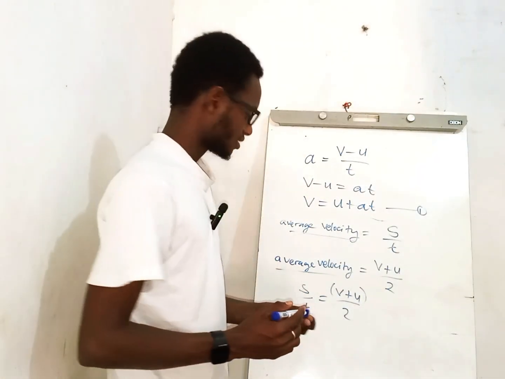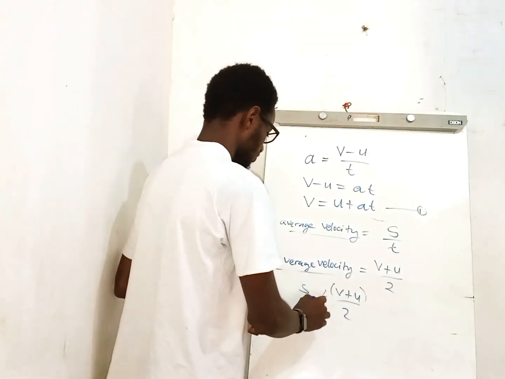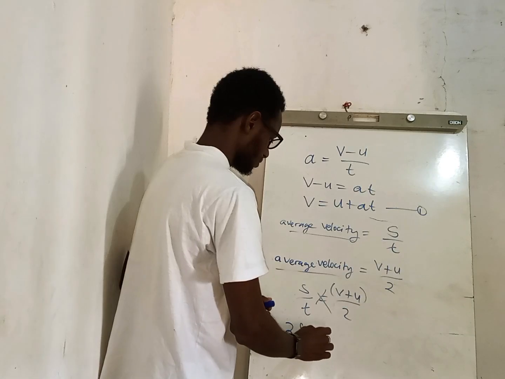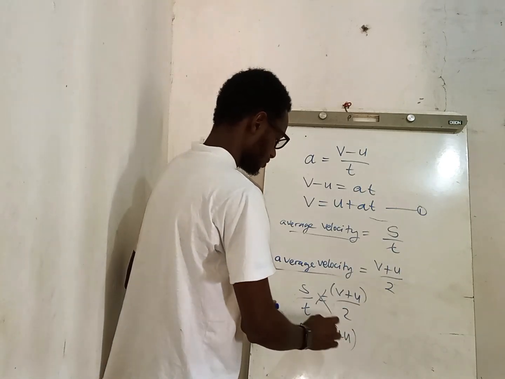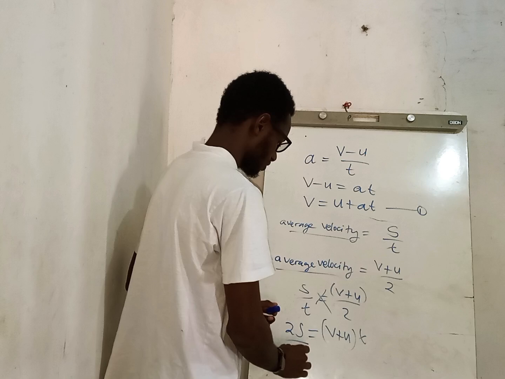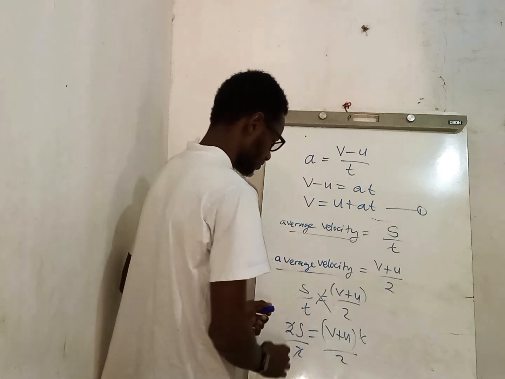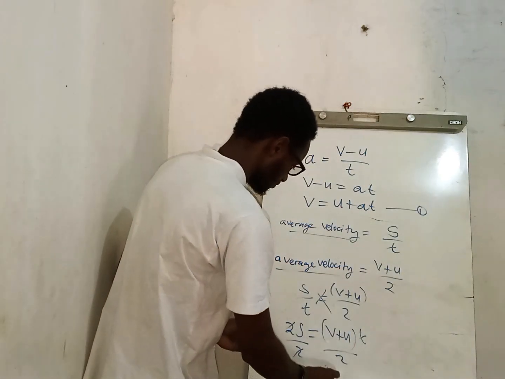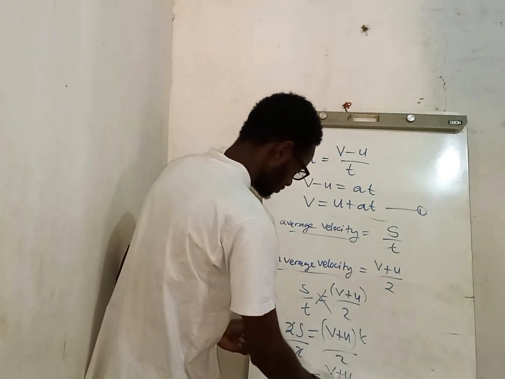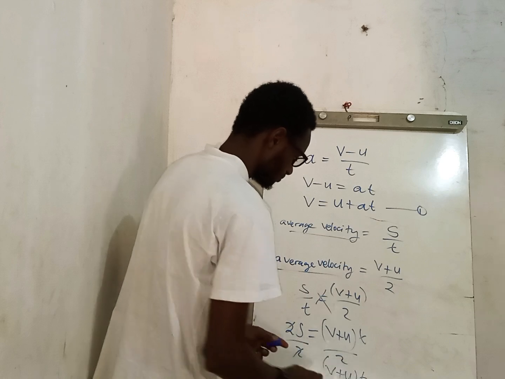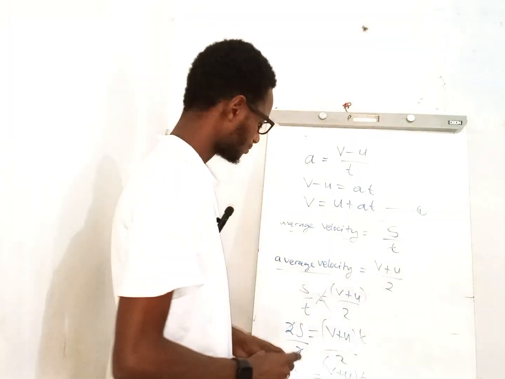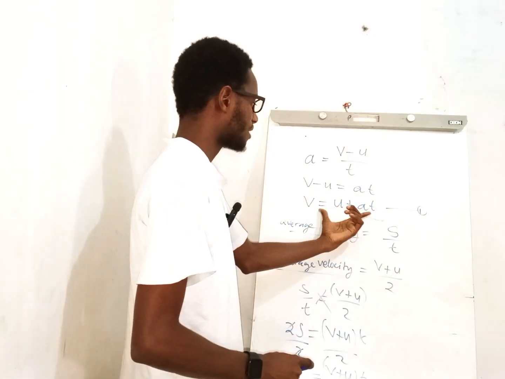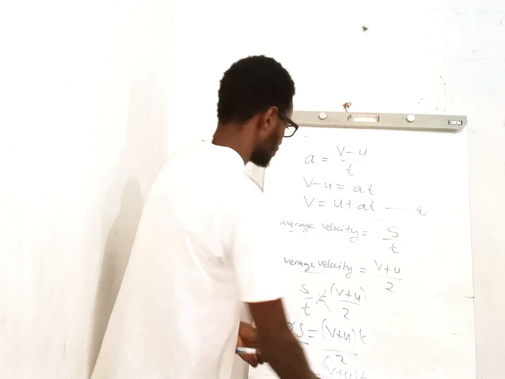Now, we are interested to make s the subject, so cross multiply. Of course, s will go with the 2. It's going to be 2s equals v plus u multiplied by the time. You divide both sides by 2, and the 2 and 2 cancel out. Therefore, you are left with s is equal to v plus u all over 2 multiplied by t. Once you have this, you can easily substitute the time. You can make time the subject in the first equation.